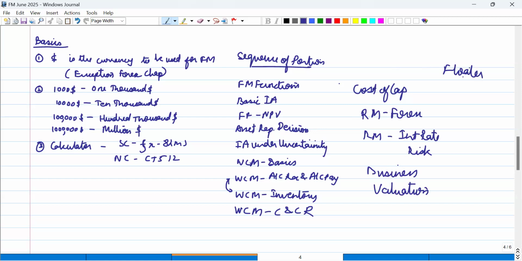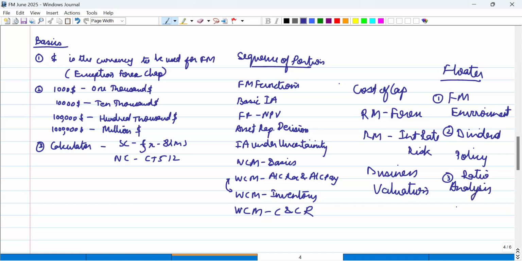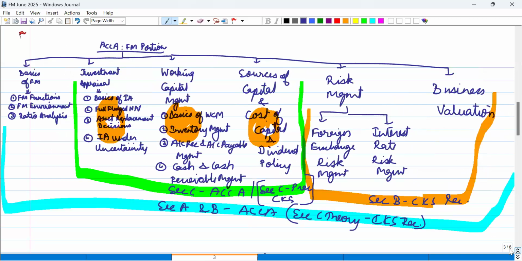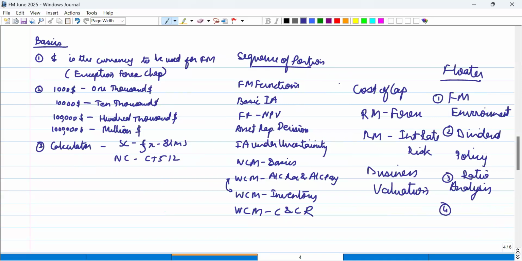Floaters are what can be taken at any time, correct? That is your FM environment, dividend policy, right? Third is your ratio analysis. Fourth is, what is left? Ratio analysis, and sources of capital.